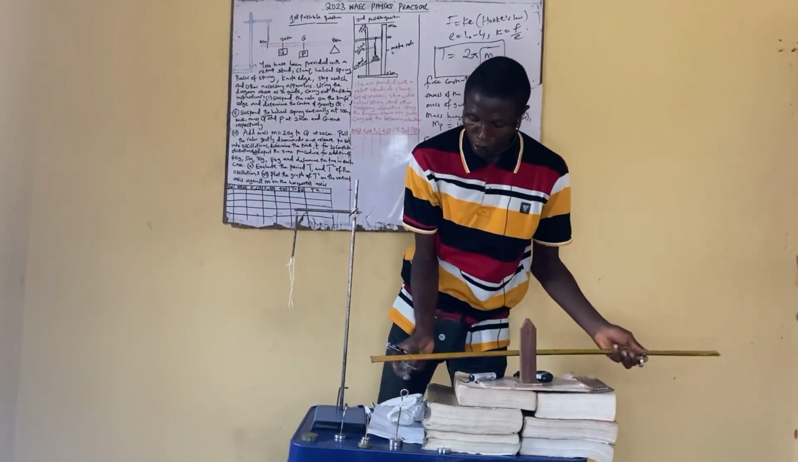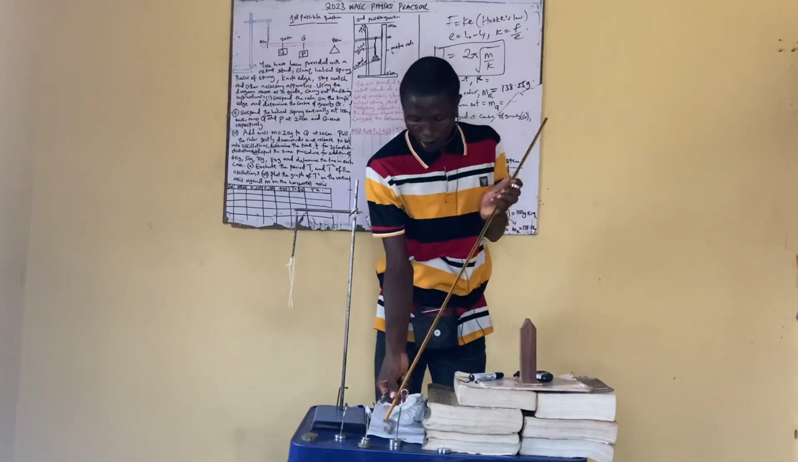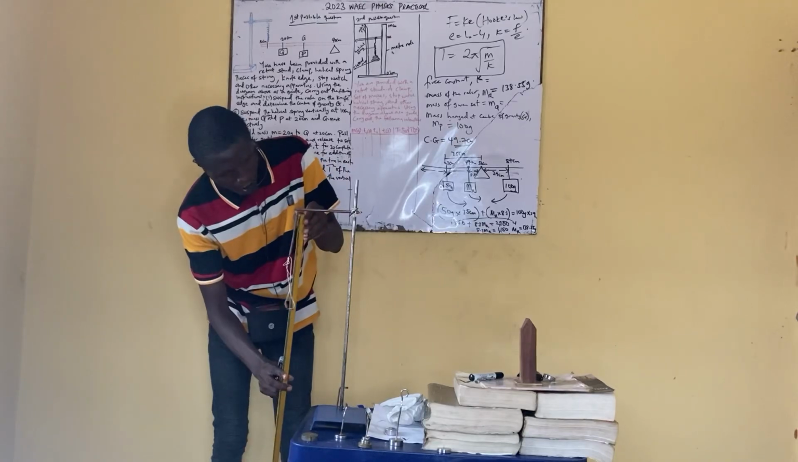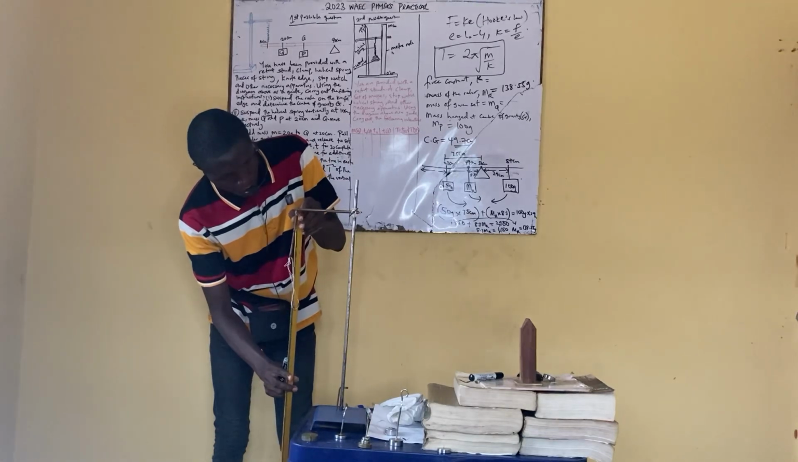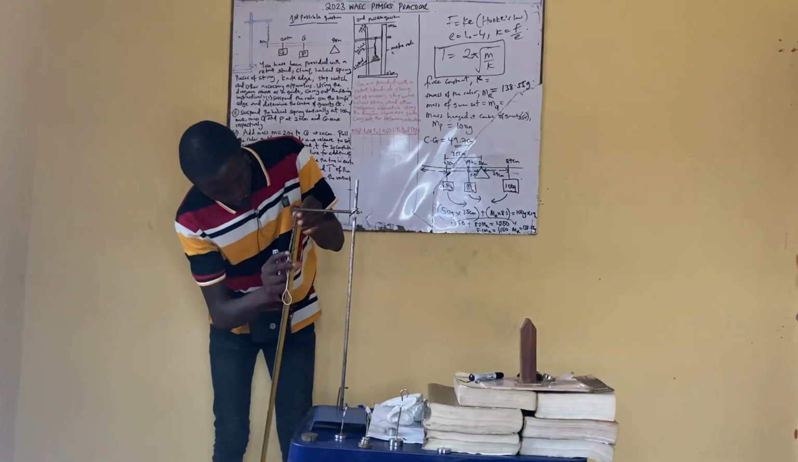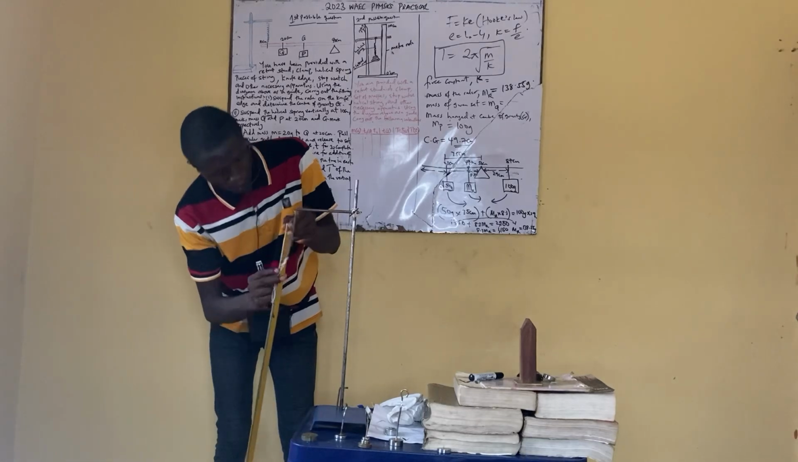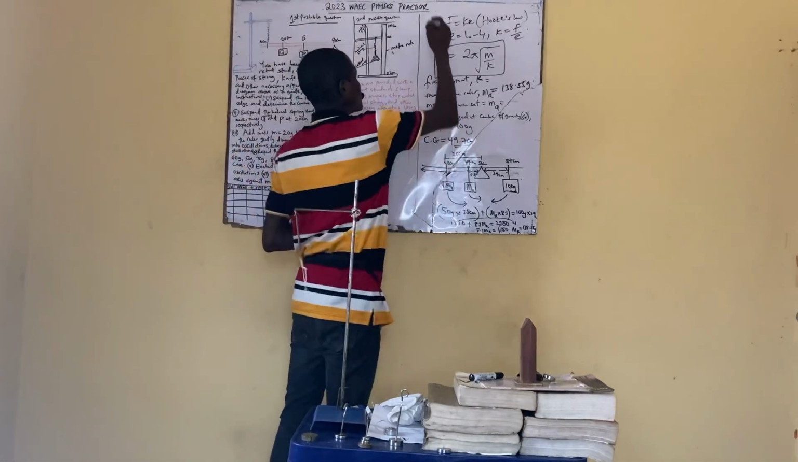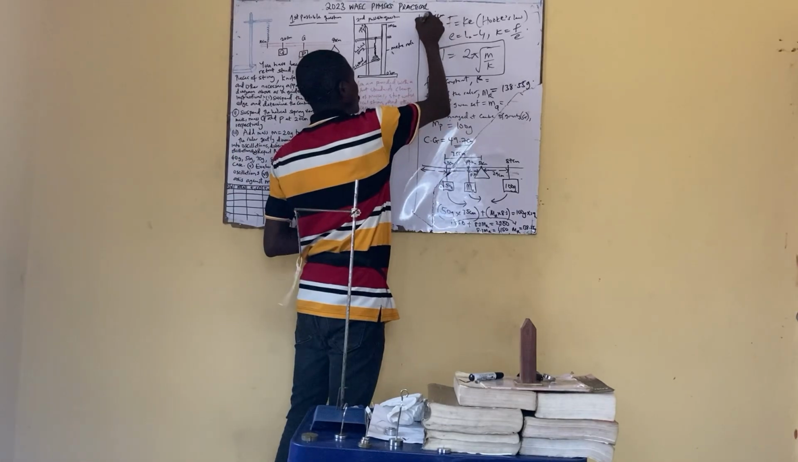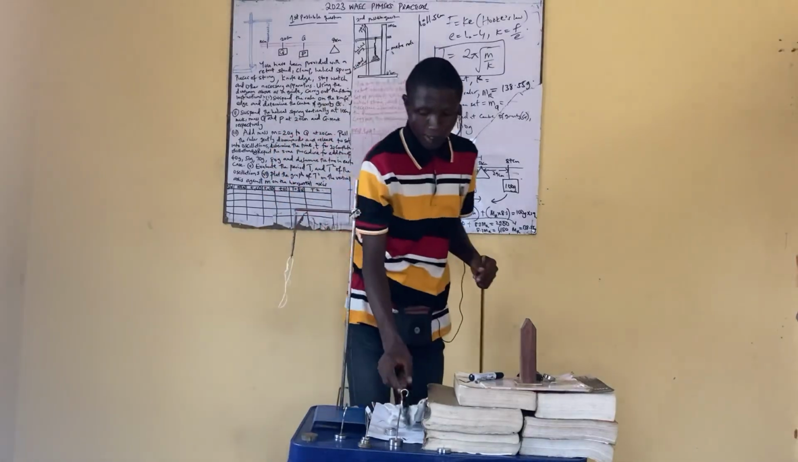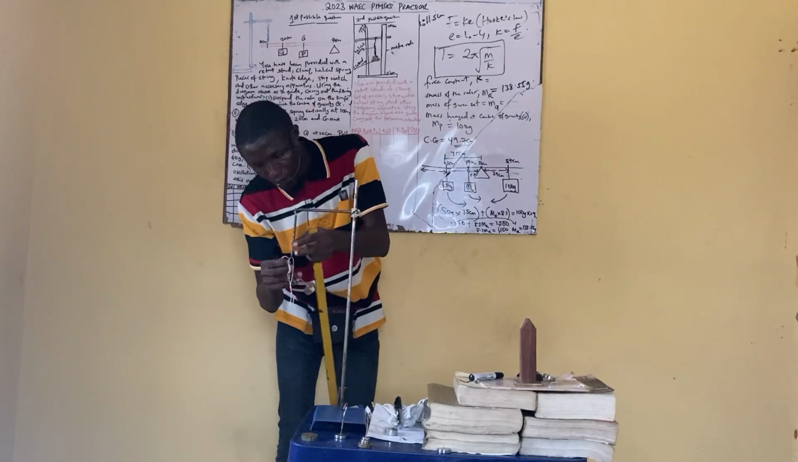We can use this one by measuring the original length of the string you are using. You can decide to use the meter rule to measure it. So this is 11.5. That's the original length of this spring, of the spring itself. So if you now add like 100 gram to it, what will be the new length?